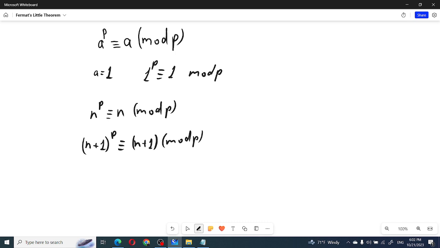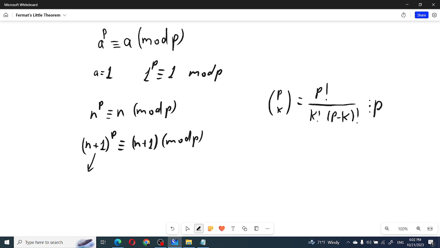To show this, we need to use the fact that p choose k is always divisible by p. This number equals p factorial over k factorial times p minus k factorial. If you look at the numerator, this number is always divisible by p because we have p in the numerator and we don't have any multiple of p in the denominator. So this number always is divisible by p.